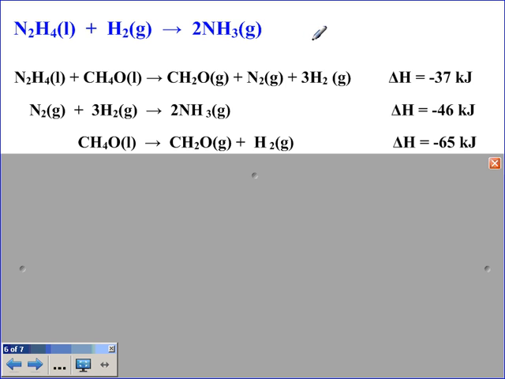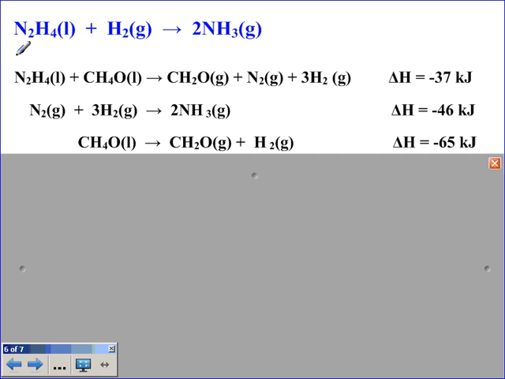But our target equation is N2H4 liquid plus hydrogen gas reacts to form 2 ammonia and a gas. And we need to find the enthalpy of this reaction. There are 3 reactions with known enthalpies, and they're shown here. So reaction number 1, reaction number 2, and reaction number 3.